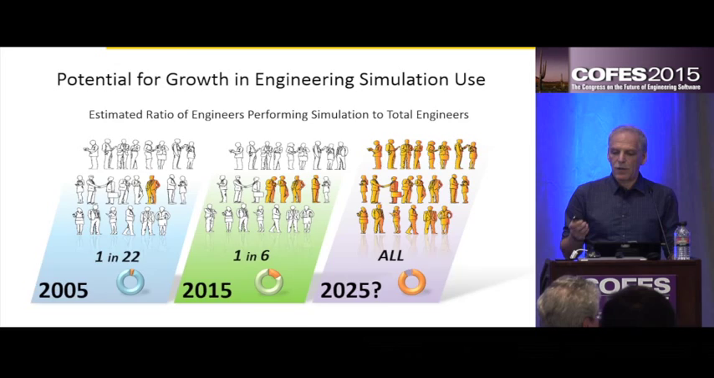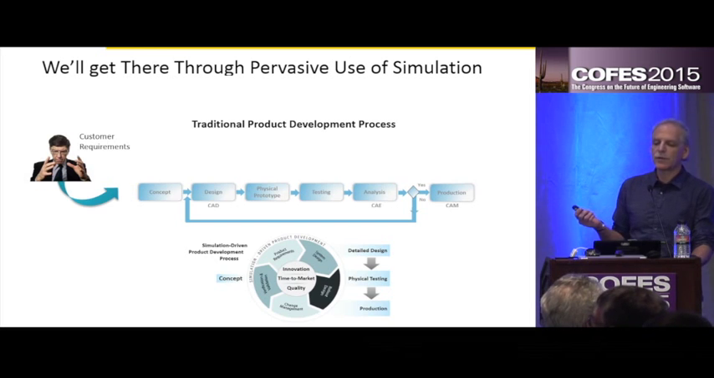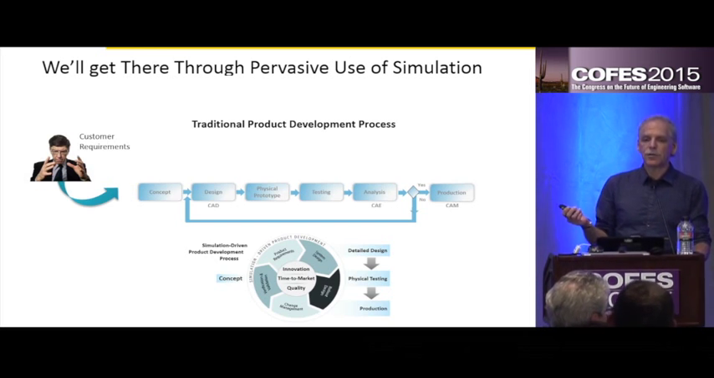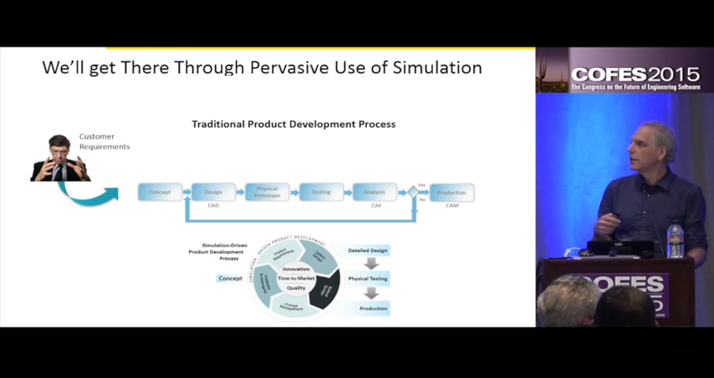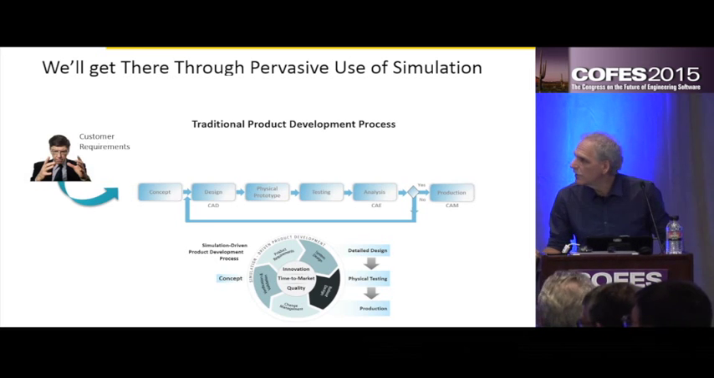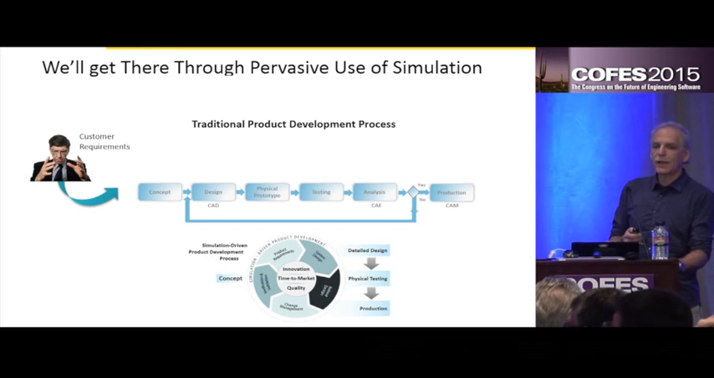And so the conclusion there is that we need to get pervasive use of simulation, because if you look at the development process, if you want all engineers, you have to impact the entire process. So this is kind of the theoretical development process. It's a little hard to see, I apologize. CAE shows up fairly late in the cycle.